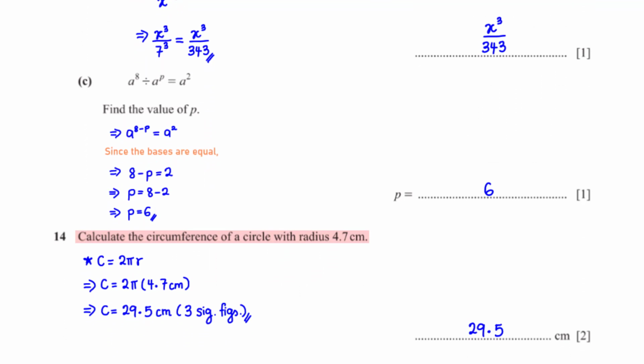Calculate the circumference of a circle with radius 4.7 centimeters. Here is the formula for the circumference of a circle. We've been given the radius r as 4.7 centimeters. When we type this into the calculator, we get 29.5 centimeters rounded to 3 significant figures.